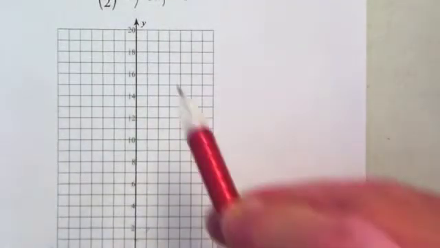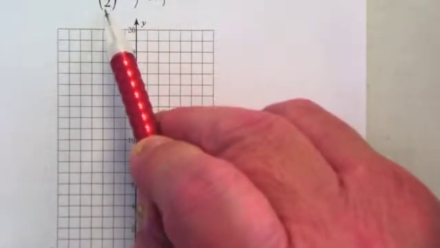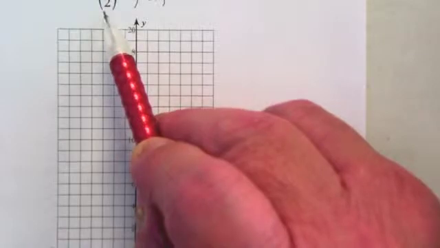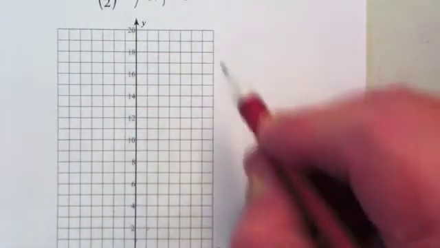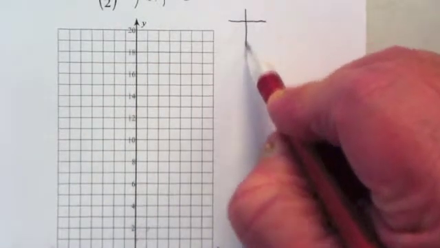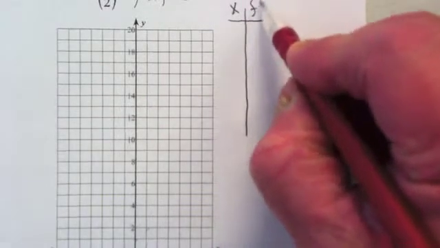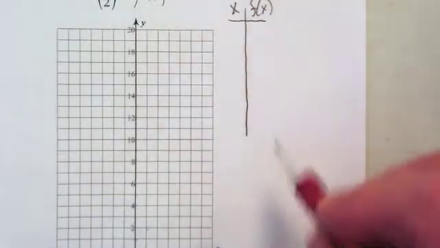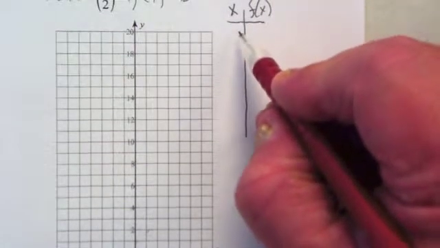Now, your b, the base, is a fraction. Therefore, it will be an exponential decay. It should go down like this. All right, now, to graph this, we need to make a t-chart like this with x values and f of x or y values.